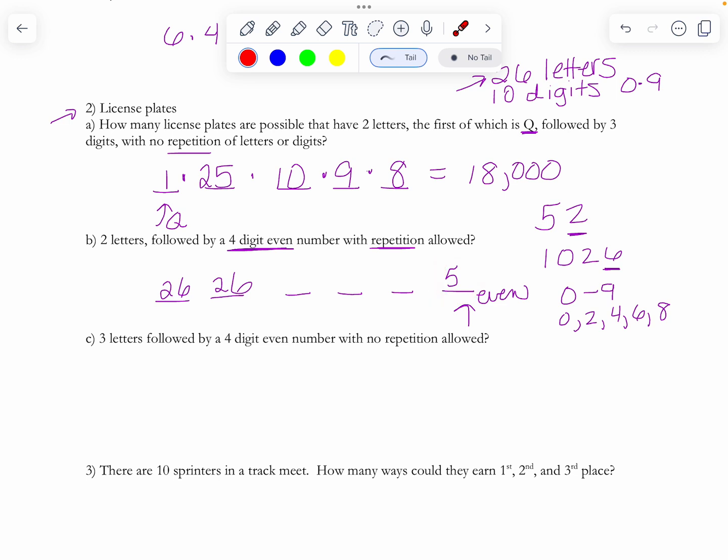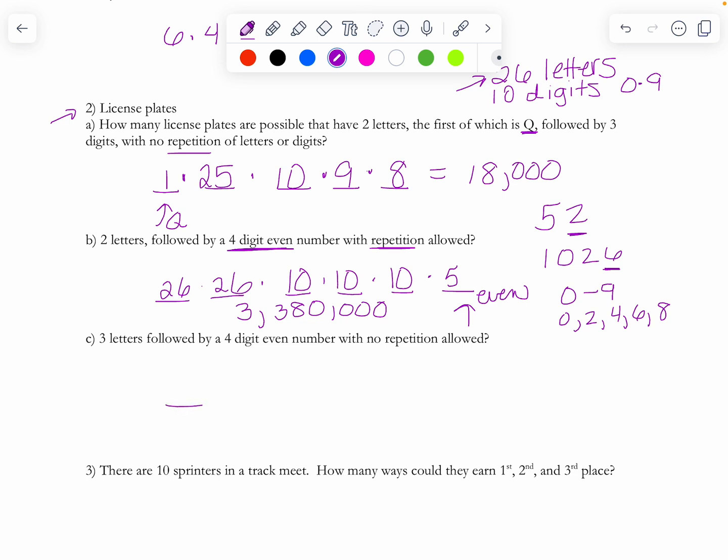Any other spot could be an even or an odd number, and I can repeat, so I have 10 choices. Then I multiply all of those together, and when I multiply them, I think I got something like 3,380,000.